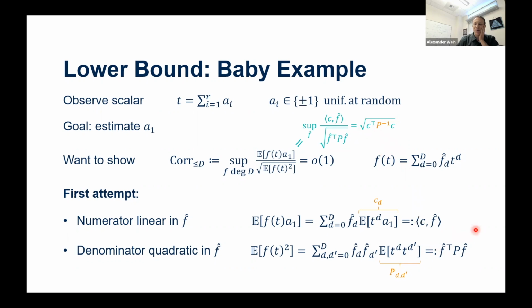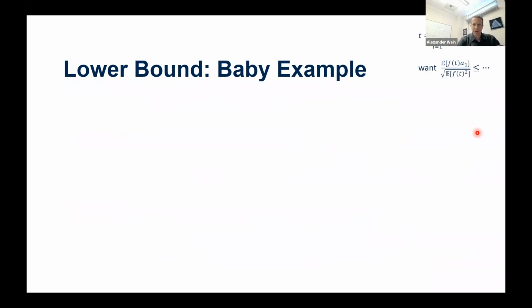Some of the difficulty here is coming from the fact that these t to the d monomials are not orthogonal to each other. If these t's were an orthonormal basis, meaning that these correlations are either 0 or 1, depending on whether d is equal to d prime, then this p would literally be the identity matrix and we'd be in good shape. Okay, so let me try to tell you what to do instead of this.